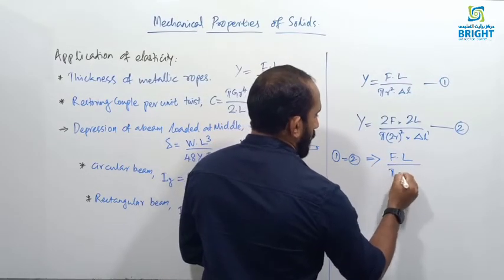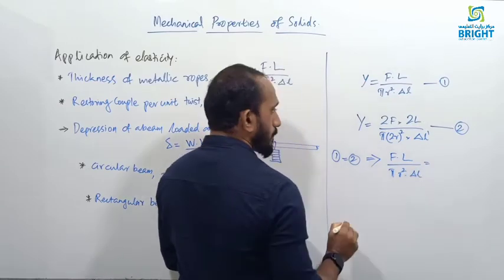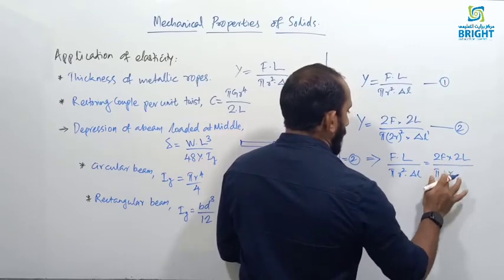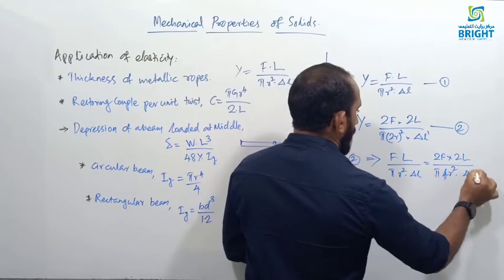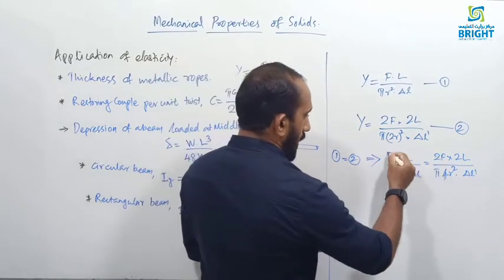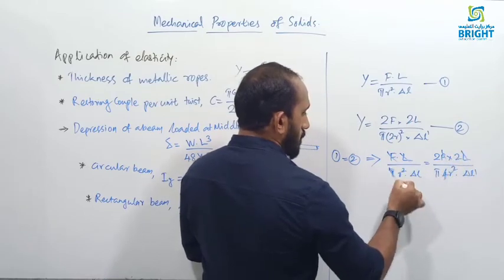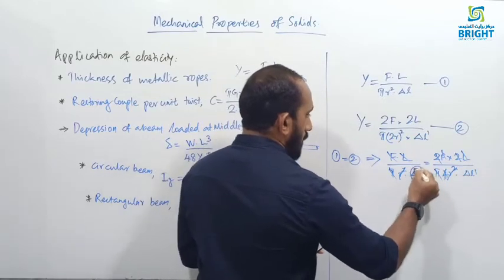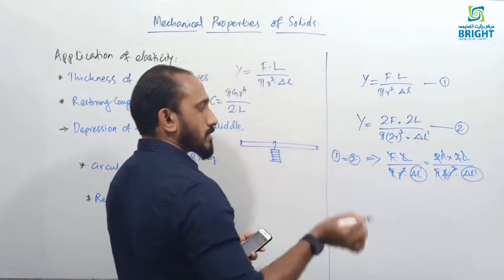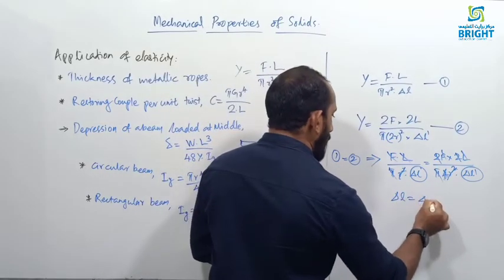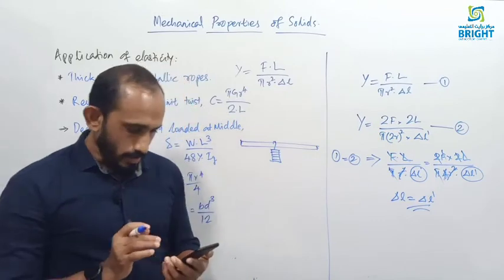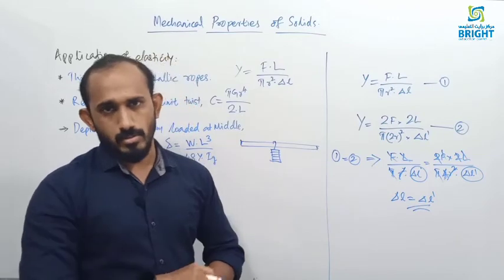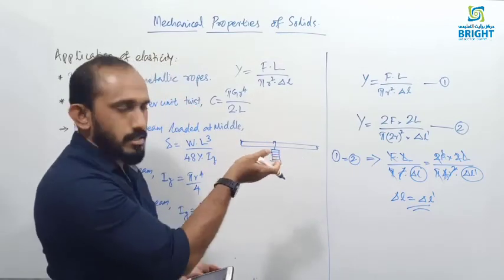F into L by pi r square into delta L is equal to 2F into 2L by pi into 2R whole square, I am writing 4R square, into delta L dash. So similar terms you can cancel. F and F cancel, L and L cancel, pi and pi, R square and R square cancel. 2 into 2 by 4. So delta L is equal to delta L dash. That means the extension produced will be equal. In the first case the extension produced is L, so the second one also will be L. B is the answer.